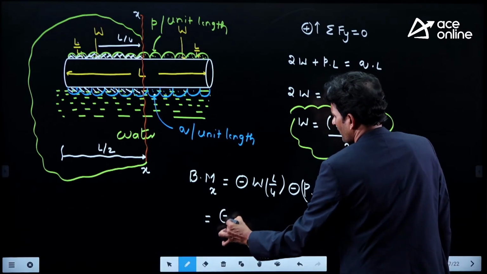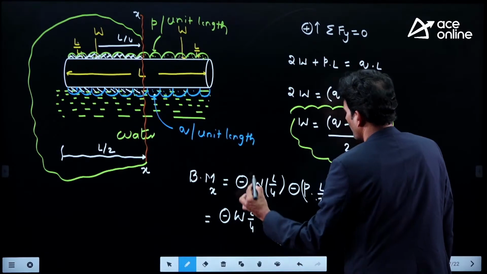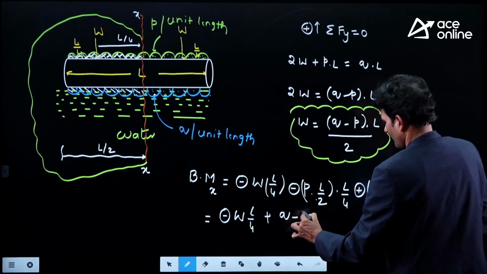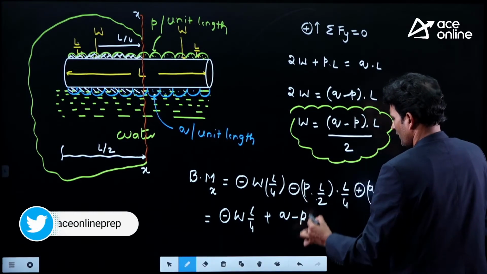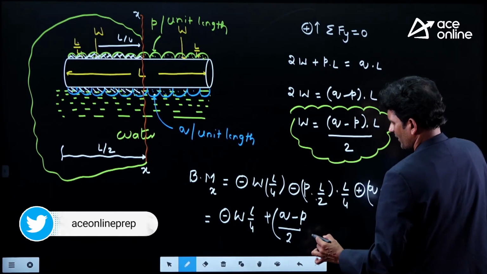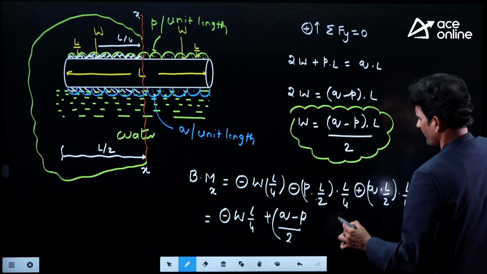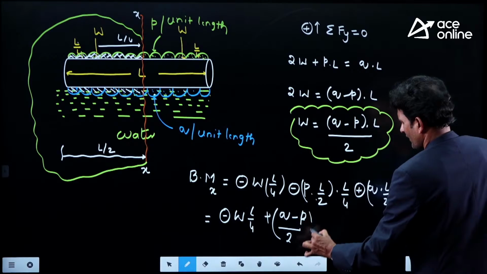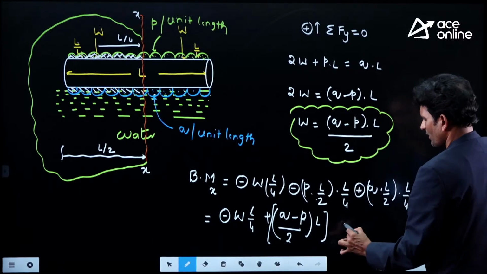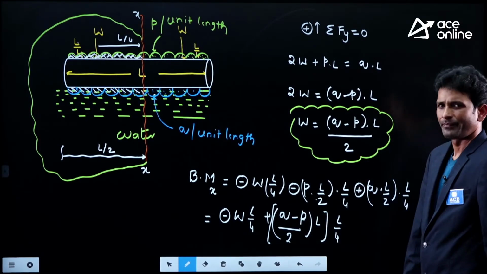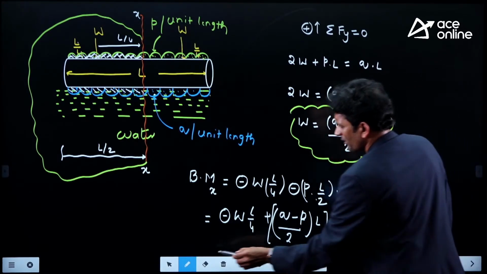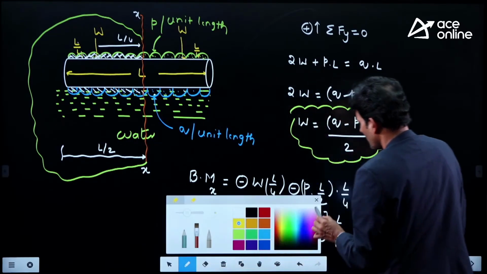Now, to simplify this: minus W into L by 4 plus (Q minus P) divided by 2, into L, and then the distance L by 4. Is it right or not? That's it. What is (Q minus P) divided by 2 into L? (Q minus P) into L divided by 2 is nothing but W. So this term should be equal to W.